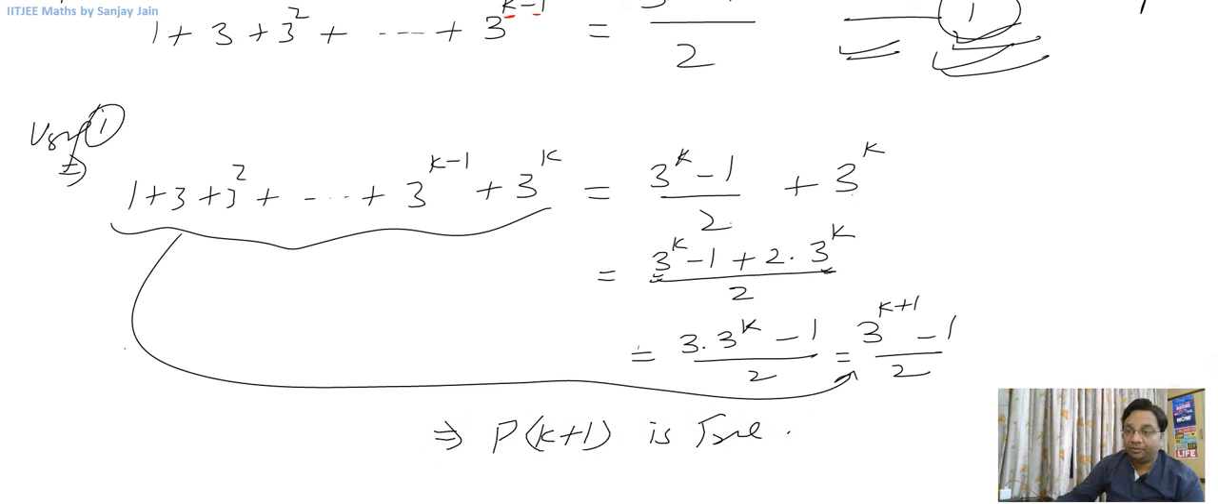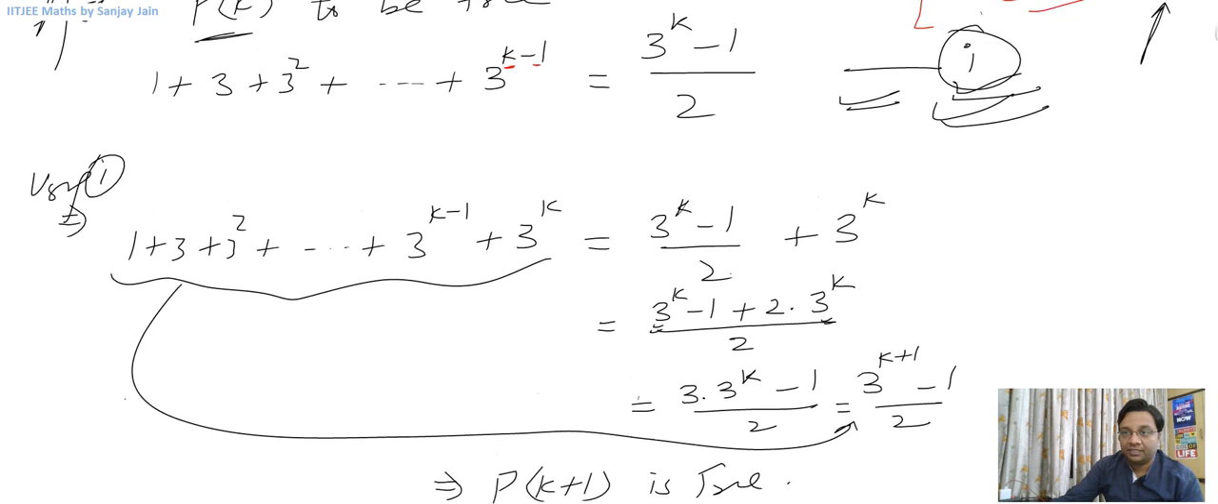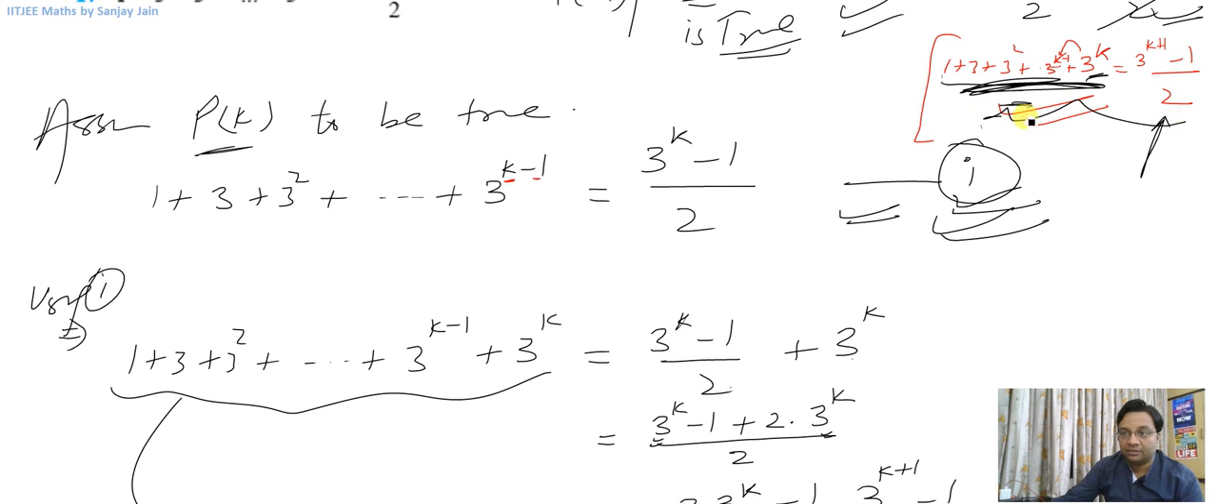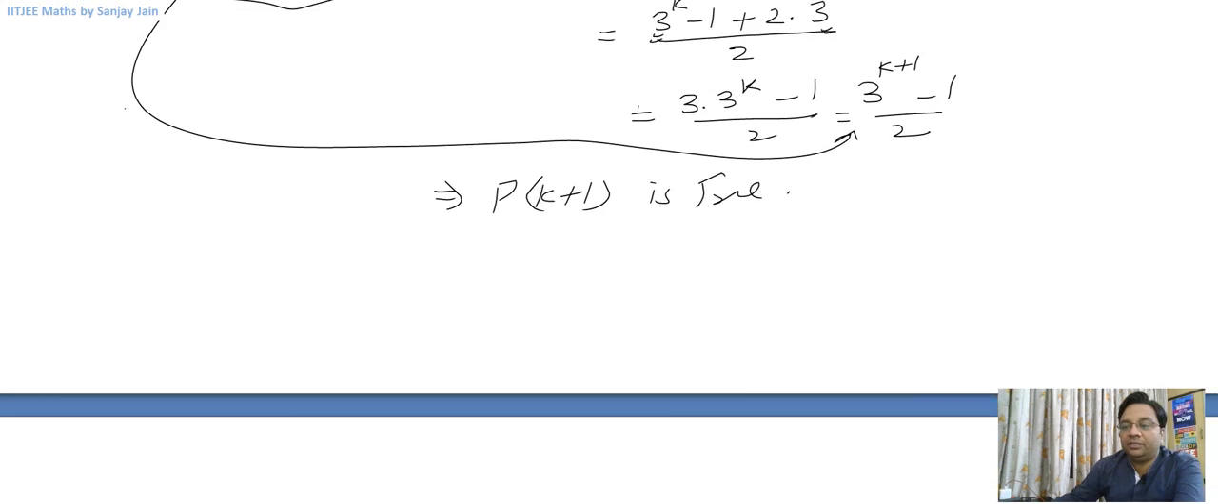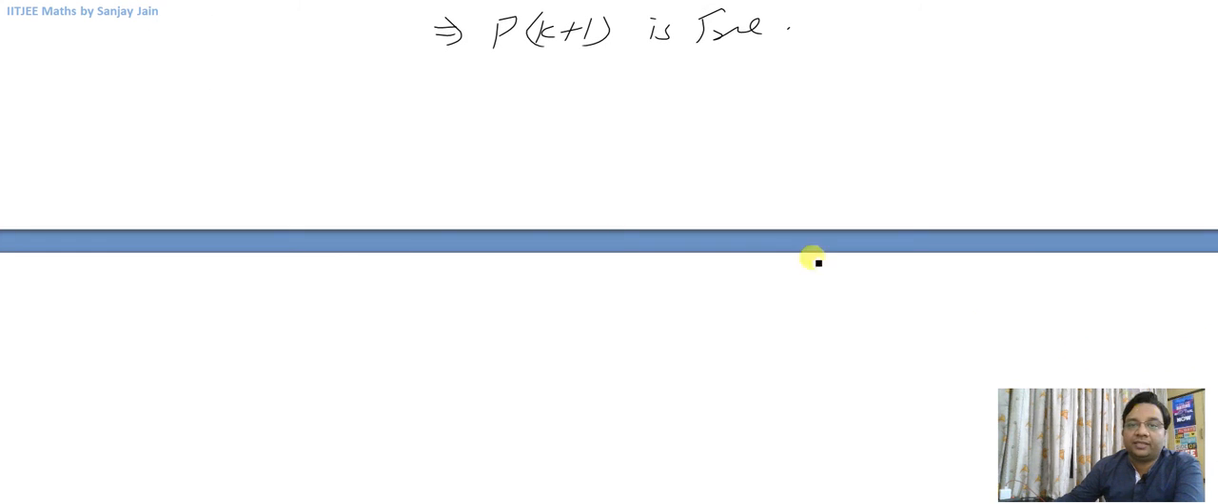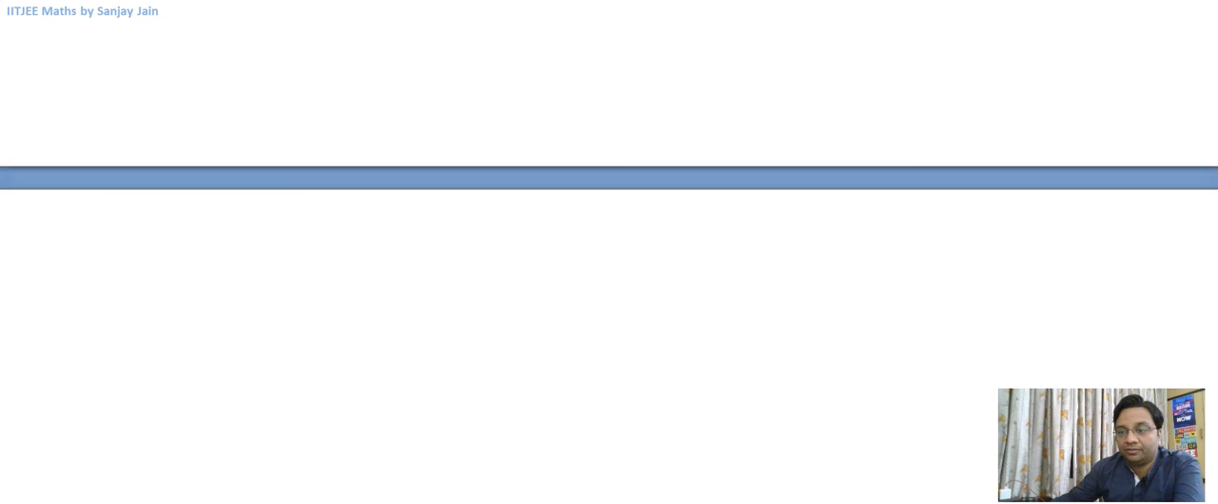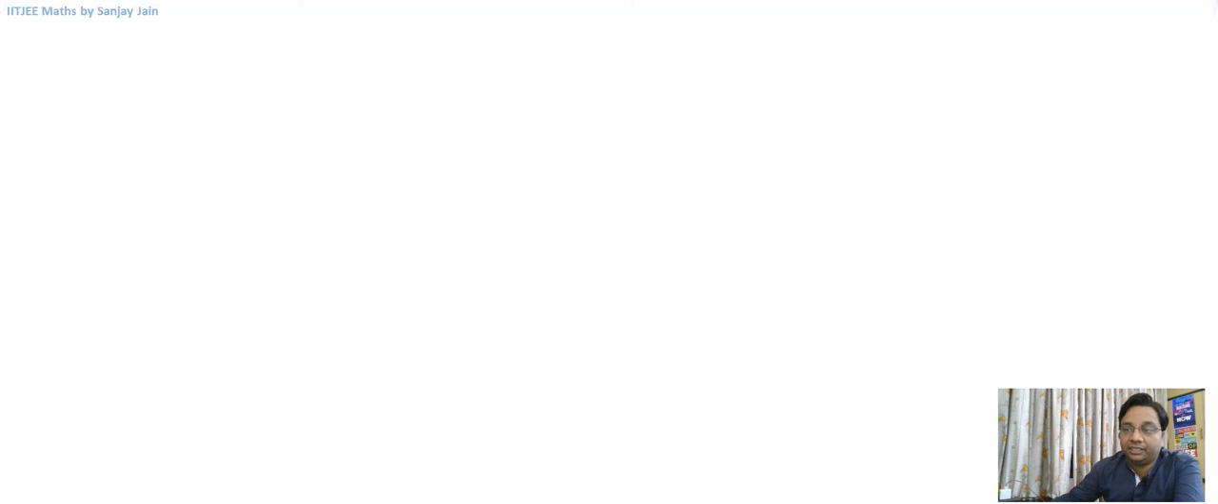I have already prepared your mind for this, right? Because we had to show this, which we have shown. So then the usual statement that you write is that the truth of P of k implies the truth of P of k plus 1. Hence, by principle of mathematical induction, we can say that the statement P of n is true.